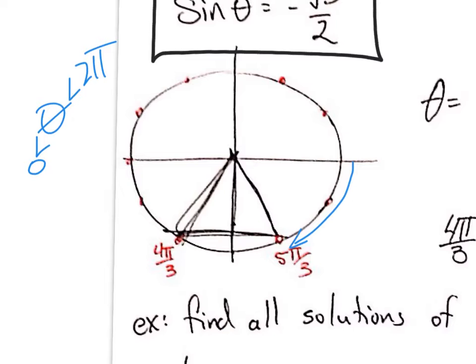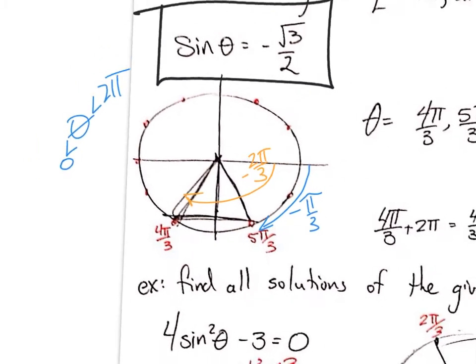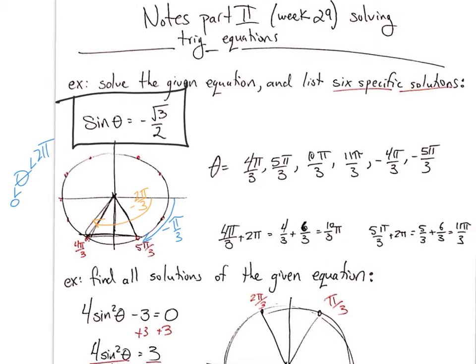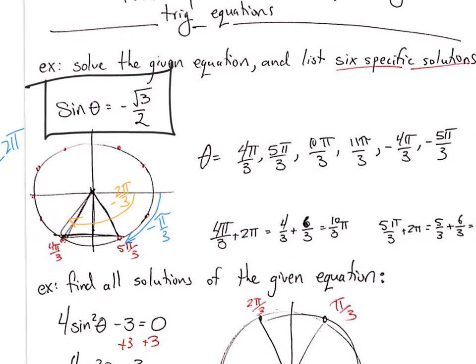So this angle right here, if we were talking about negative angles, would be negative pi over 3. And this angle would be negative 2 pi over 3. So both of those are acceptable. And you could also say negative pi over 3 minus 2 pi k, etc. So anyway, when it comes to choosing 6, we have an infinite number from which we are choosing.